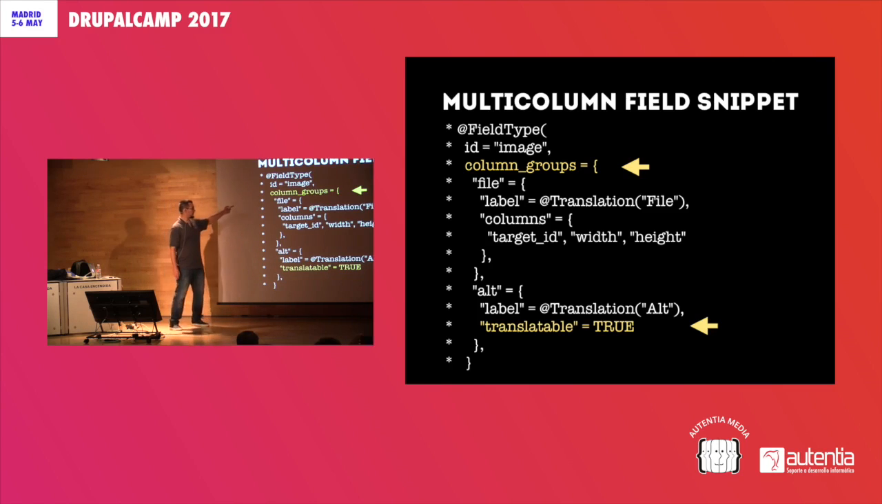And we define here that we have the file, which contains different columns about the data you are saving, which is the target ID of the file, the width of the image, and the height of the image. And then we have other properties like the alternative text or the title, which is not here. So in this case, for saying the defaults for your field and allowing the user to configure it with more granularity, you just define the translatable true in the column group that you want to translate by default. Again, the site builder in the config translation interface can change this.